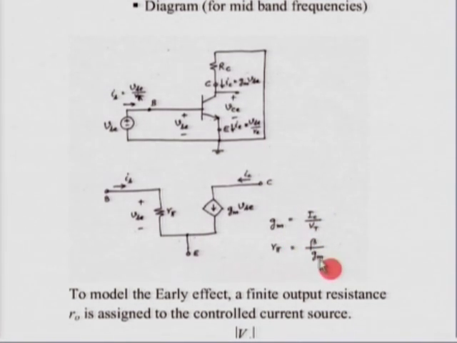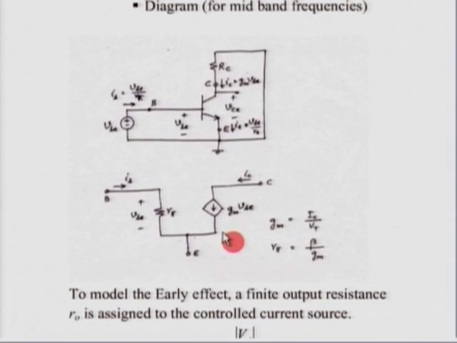So, once we are able to finalize our biasing circuit, once we determine our IC, we can get GM. Now, GM and R pi are related through beta. So, once we know GM, we can find R pi also. Once we have that, we can get the hybrid pi model. Now, this particular model, what is shown here, neglects the early effect.